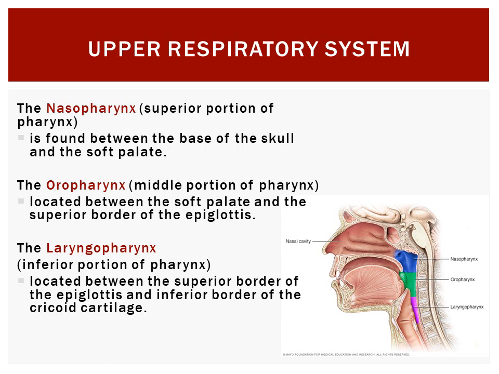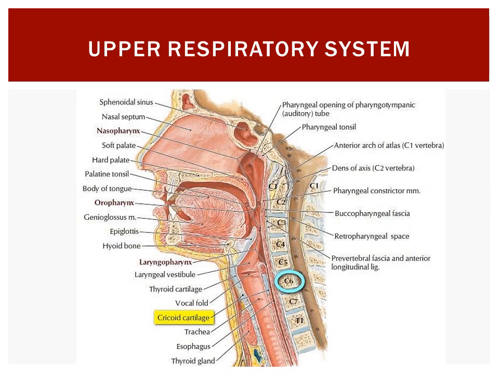It is located between the superior border of the epiglottis and the inferior border of the cricoid cartilage. Where is this cricoid cartilage? I will show you in this image. Just now I mentioned the cricoid cartilage, right? Here is the location of the cricoid cartilage as labeled in the yellow box. The cricoid cartilage is situated exactly at the level of the C6 vertebra.